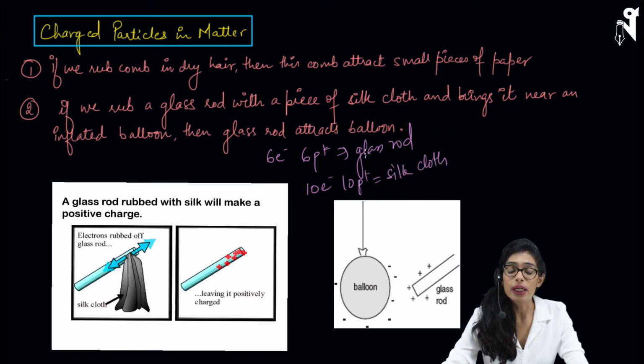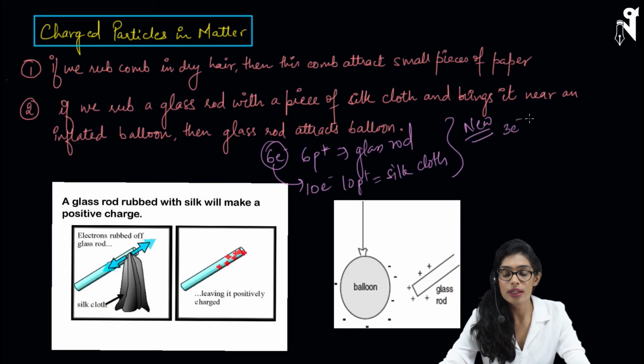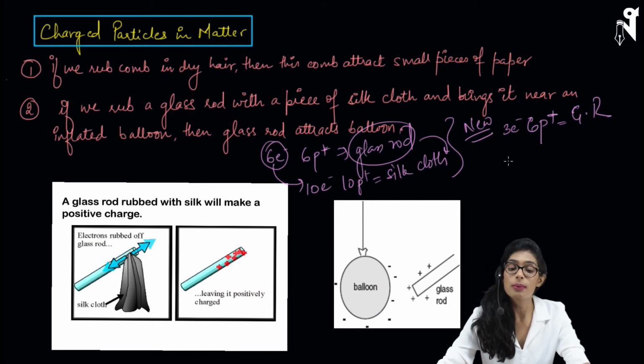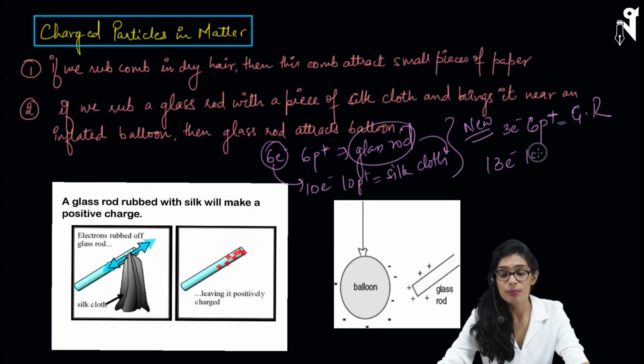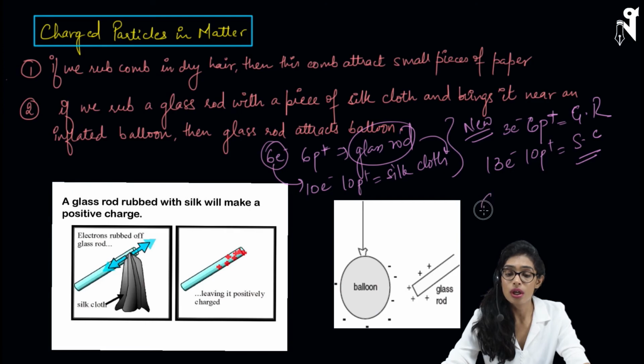When we do the rubbing, the glass rod will give its electrons to silk, and the new number is, let's say, 3 electrons and 6 protons. So 3 electrons have been transferred from glass rod to silk cloth, and this is about the glass rod. And the silk cloth has 13 electrons and 10 protons. So overall charge on glass rod, what do you expect?